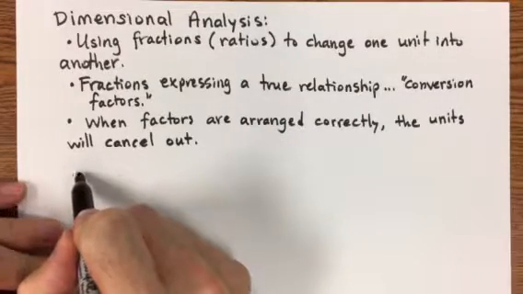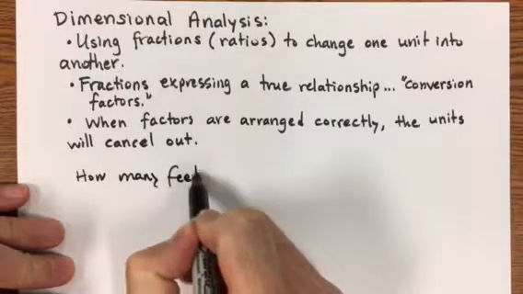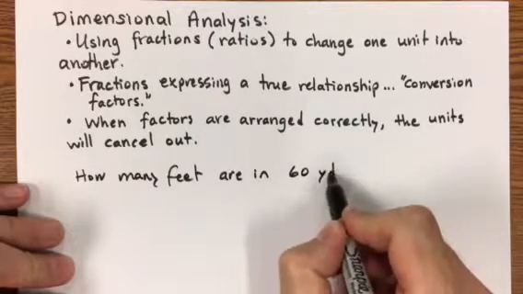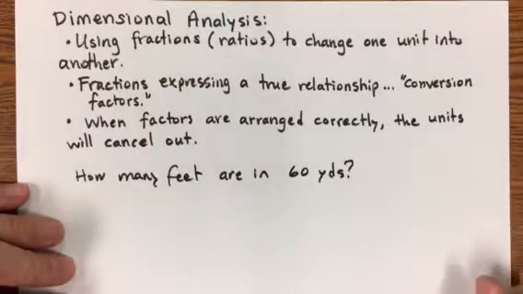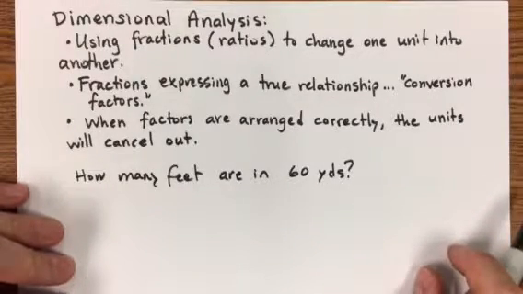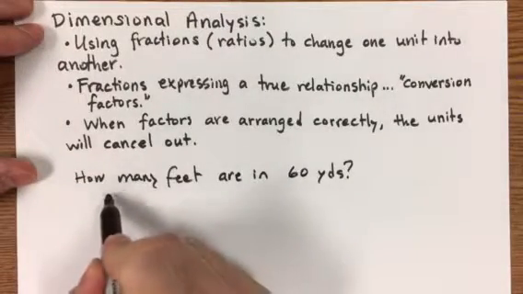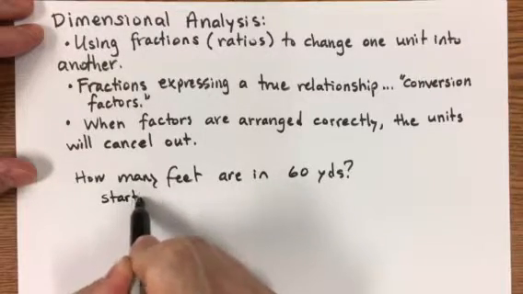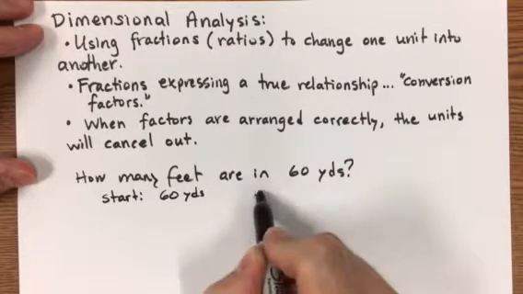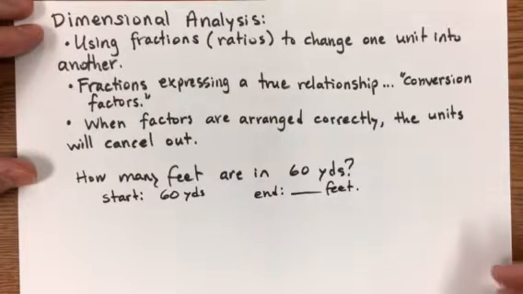Suppose I wanted to ask the question, how many feet are in 60 yards? This is a very simple example because most people know already how many feet are in 1 yard, but this will just help us illustrate how this works. So when you're doing this, you need to think of this as something you're starting with. In this case, we have 60 yards, and something you want to end with, and that will be some number of feet. And if you can think of it that way, it's helpful.